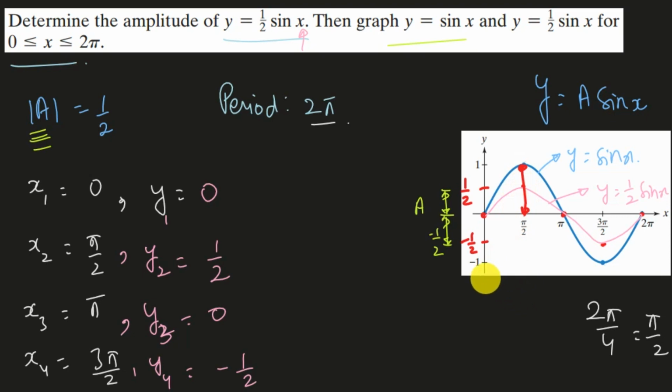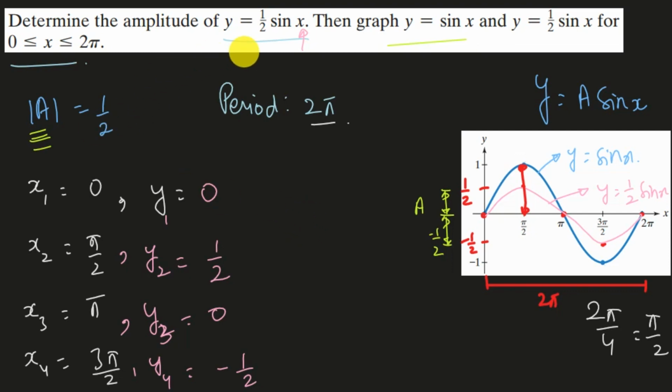And what is the period? Period is after which the curve is going to repeat itself. This is the period, 2 pi. And for both curves, y equals half sine x and y equals sine x, the period is the same. Period is not going to change depending on the magnitude. We'll see in a later portion of the video when the period is going to change.